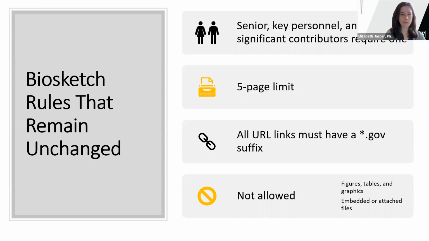It's highly unusual for a funding announcement to allow links in documents like the biosketch. But when you are allowed a URL link, it must have a .gov suffix to be allowed. And we'll talk about how you get that in a second. And then still, they don't allow figures, tables, graphics, or embedding and attaching files. So this includes links to videos, graphics, sounds, or data.